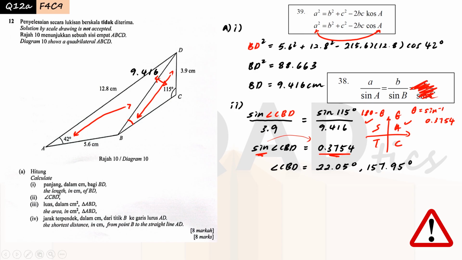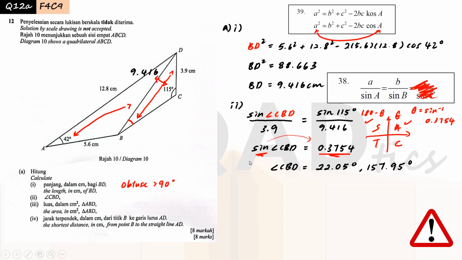it will ask us something like find the obtuse angle of CBD. Okay, so as we know, obtuse is more than 90 degrees. Then we need to accept this as our answer, not this one. Right? So this depends on questions.